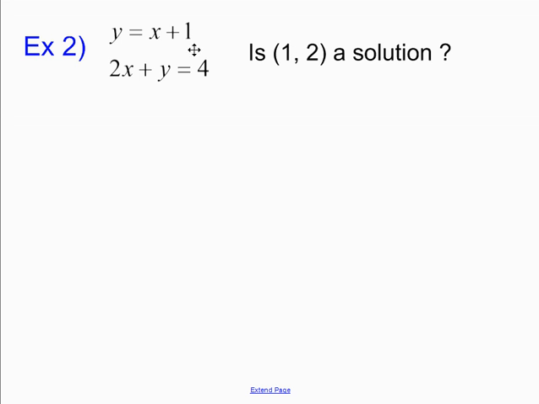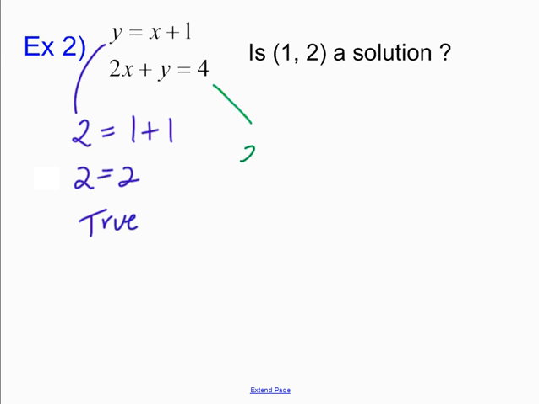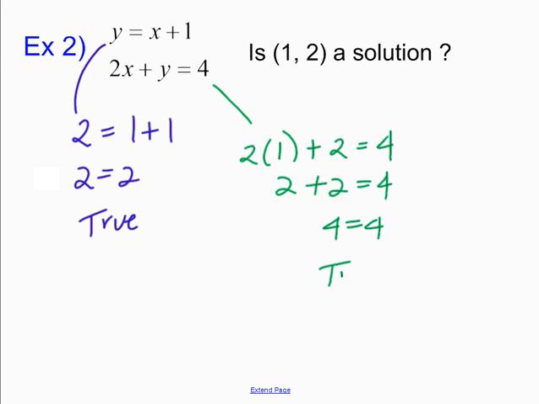Here again with that point (1, 2), we're going to take this equation, y equals x plus 1. We'll put 2 equals 1 plus 1. And we know that that works out, that that's true. We'll do it again with the second equation and put in the x spot the number that represents the x, and in the y spot the number that represents the y. And we see that it's true again. And again, because both sides are true, yes, this is a solution to the system.